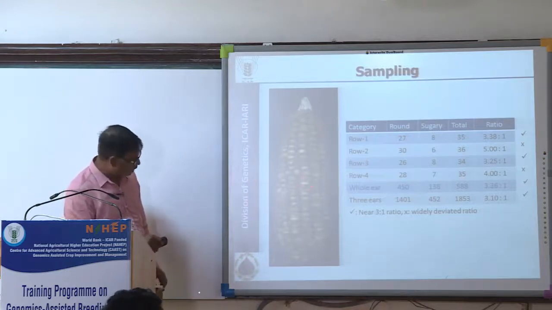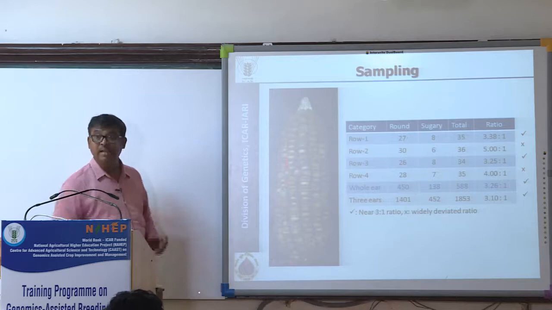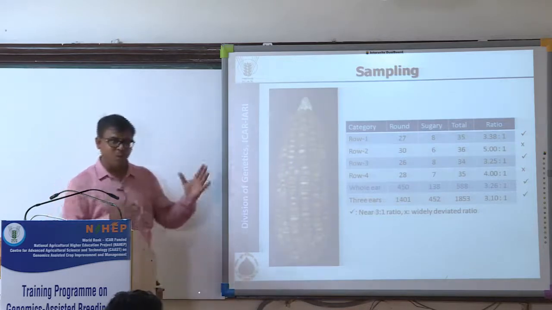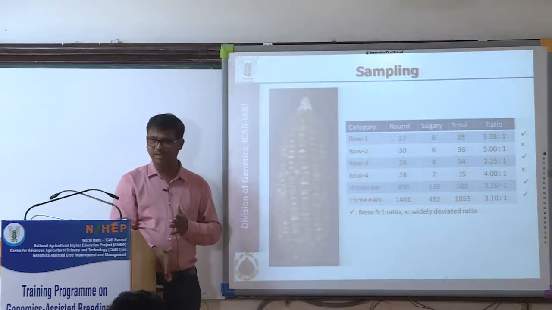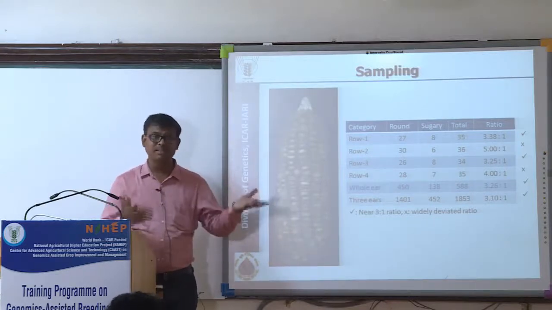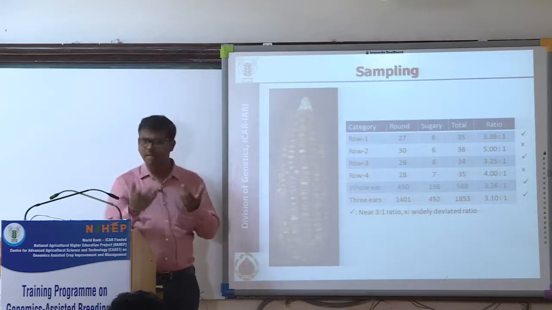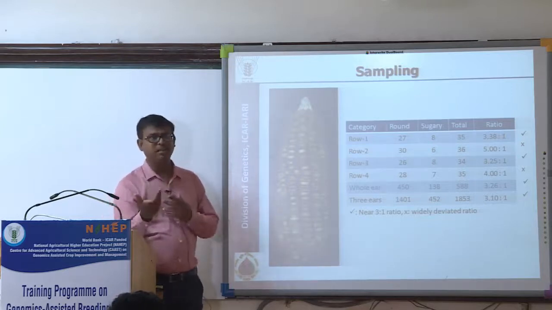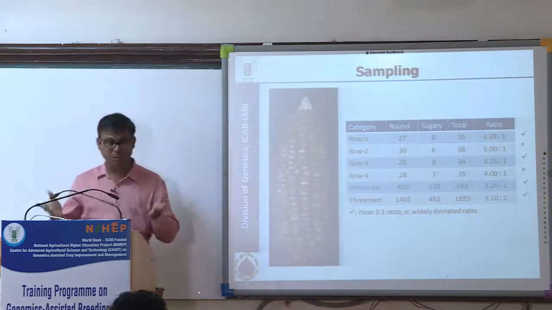Like here, both it is sugary and it is normal. In this row it is not there, here it is not there, here it is not there. So none of the rows are alike, it's like a barcoding, every row has a different pattern of trait expressions. Why? Because of the randomness in meiosis. Which egg will fertilize with what pollen is a random event. So the moment it is random, your probability of getting the same pattern is highly reduced, isn't it?